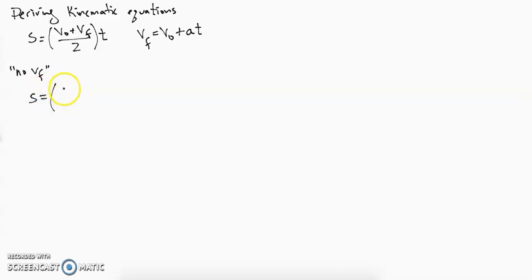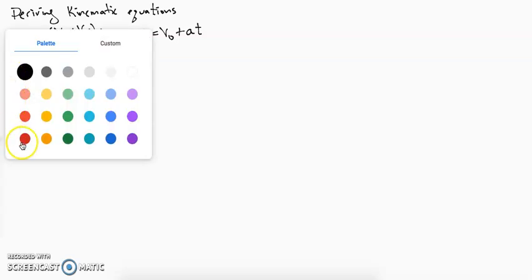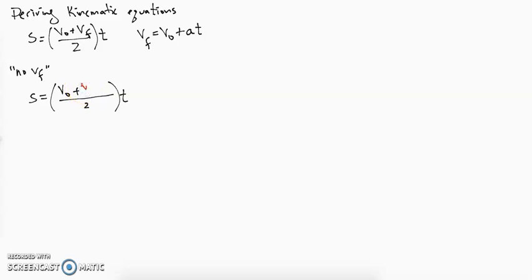When we do that, instead of writing a VF there, I'm just going to leave a space, and I'm going to put in a different color here. Let's do red. VO plus AT. Alright, so instead of writing VF, I wrote the other side of this equation, VO plus AT, in the space where we had VF. And now I don't have any VF in this equation.